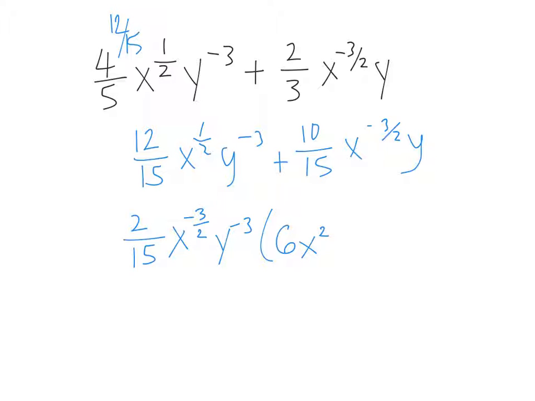And now with y, there's already the y there. So what would I have to multiply 2/15 by to get 10/15? 5. So it's going to be plus 5. The x is already there, and I would need how many y's?